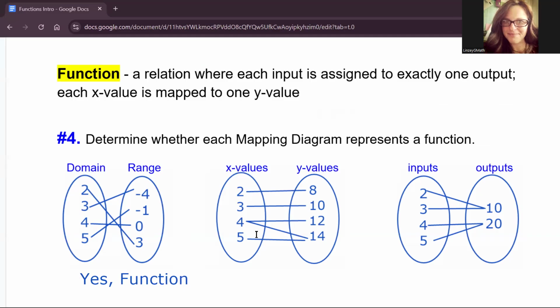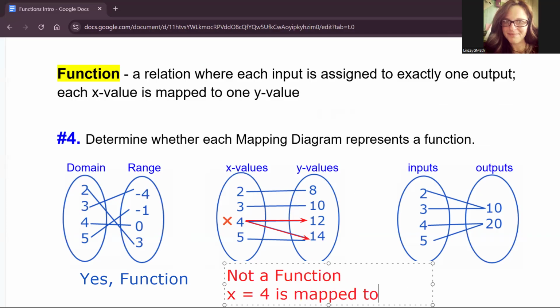The middle one, we have the x values and the y values. 2, the x value, is mapped to 8, the y value, and nothing else. 3 is mapped to 10 and nothing else. 4 is mapped to 12, and the x value 4 is also mapped to 14. So this is not a function, since the x value 4 is mapped to 2 y values. X equals 4 is mapped to 2 y values.